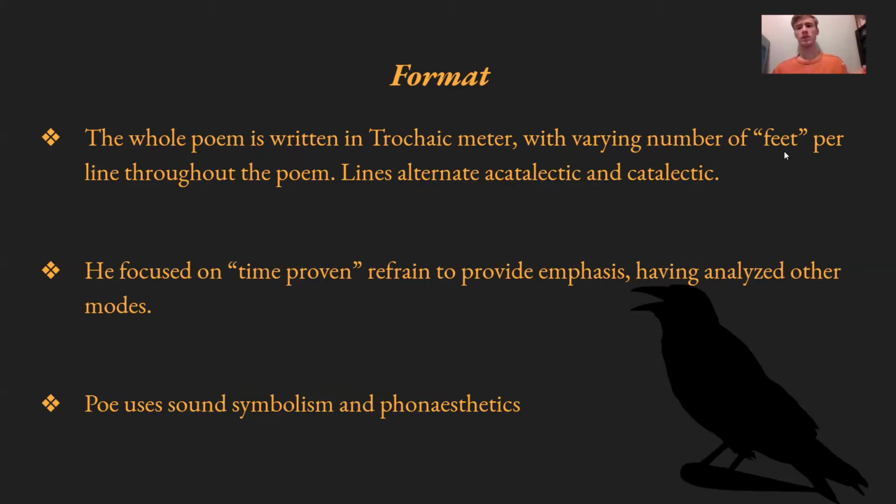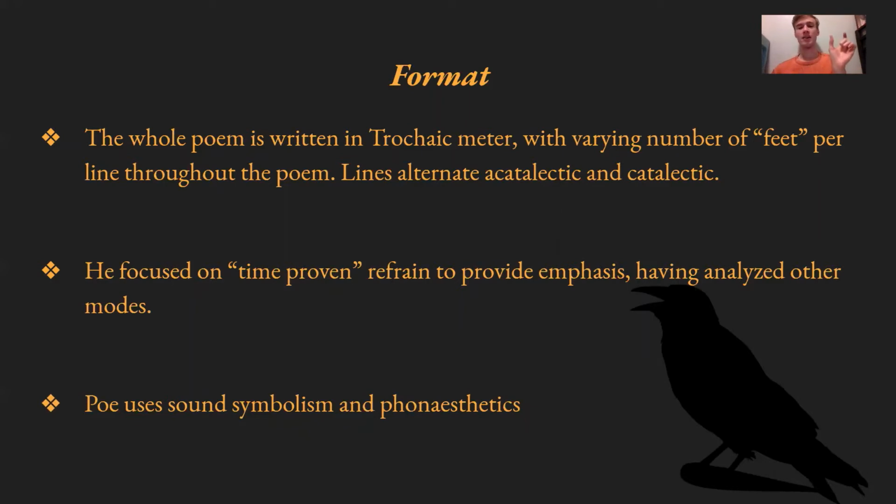So feet are just the pair of syllables. So once, pawn, those are 2 feet. Once, pawn, okay? So the lines also alternate between catalectic and acatalectic. What that basically means is whether or not he completes each foot in the line.